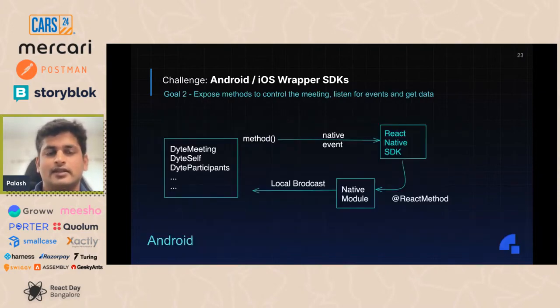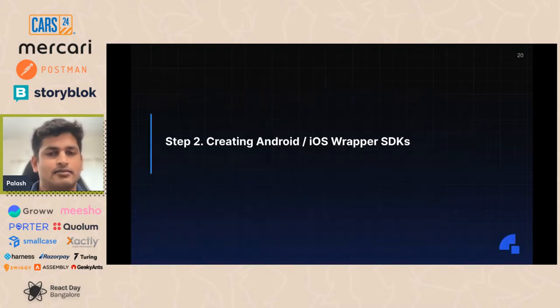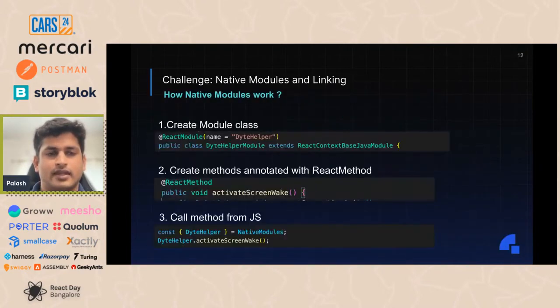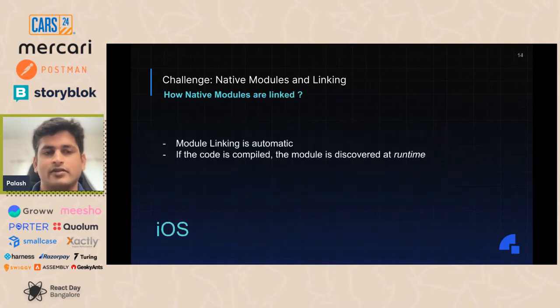Now the second goal is how do you have clients call methods on the Android iOS side and basically execute those events on the React Native side. So the way this works is you call a method, we emit a native event, which is listened to by the React Native SDK. If there are any data changes, if there are any other events, React Native SDK will call a React method from native modules.